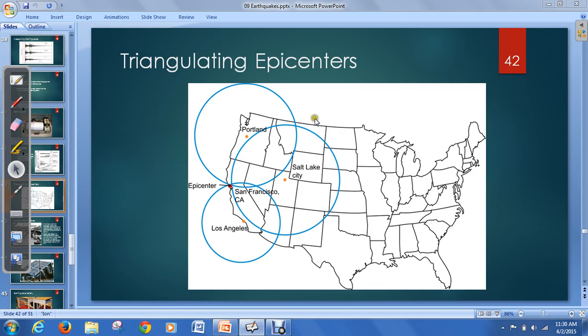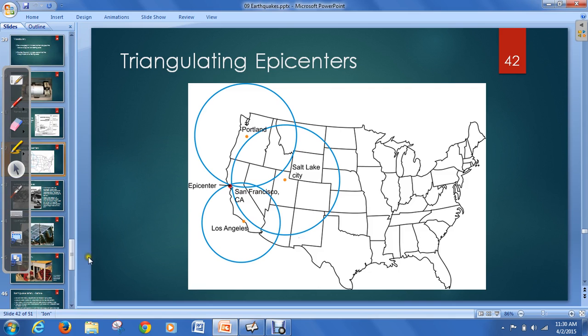You can get an approximate with 2 or 1, but in order to get the exact location, you need at least 3. And so that's what they do. They get the seismograph, it measures the Richter scale. They use that information with other seismographs to determine where the epicenter had to be located.